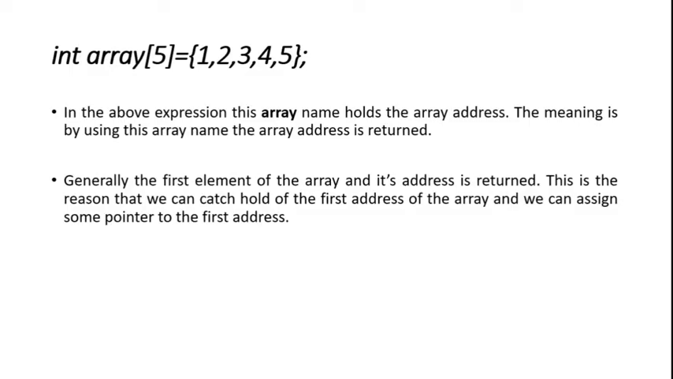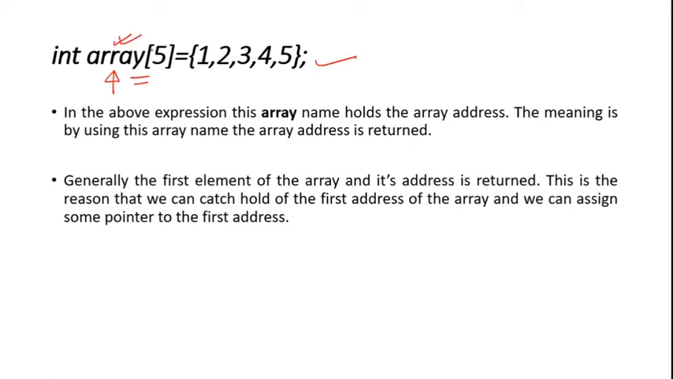As you know, when we declare an array and initialize a few values to it, it looks like this. This is an array of size 5, and in the above expression the array name holds the array address. So the array name itself is an important entity. By using this array name the array address is returned, so whenever the array address has to be returned, you have to use the array name.